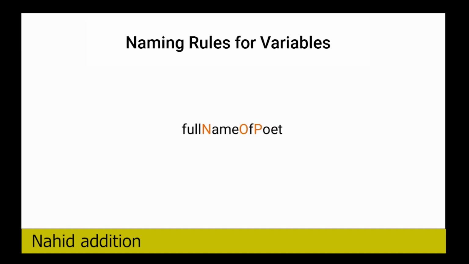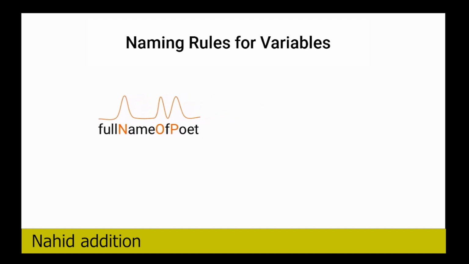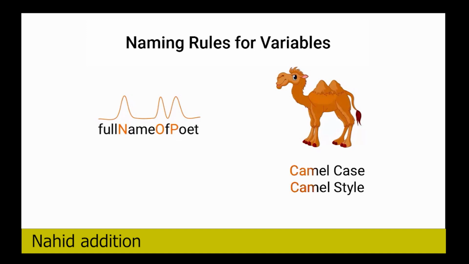As you can see, all the words are written together, but the first one starts with lowercase, while the rest of the words begin with a capital letter. It kind of looks like the back of a camel, doesn't it? So for that reason, this way of writing variable names is called camel case or camel style. So once again, if you need to name a variable using more than one word, you should write all the words together, the first one starting with a lowercase letter and the rest starting with a capital letter.